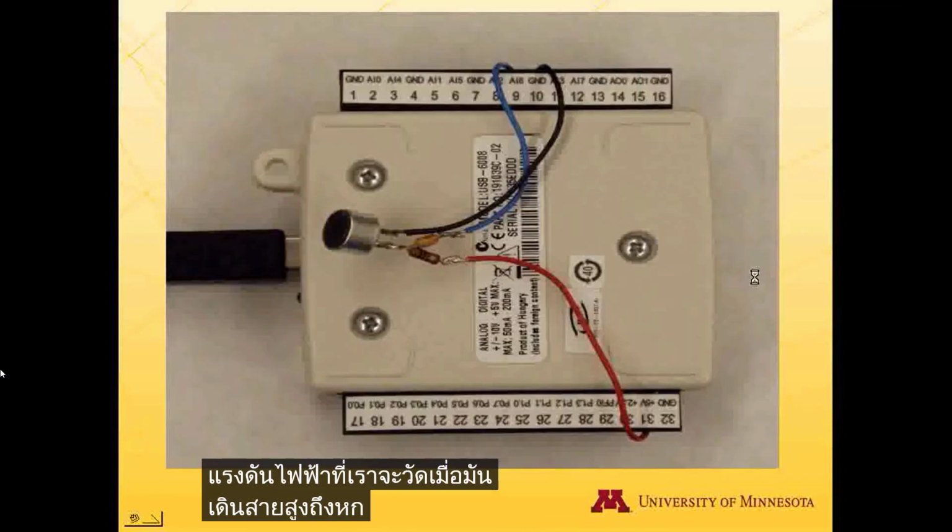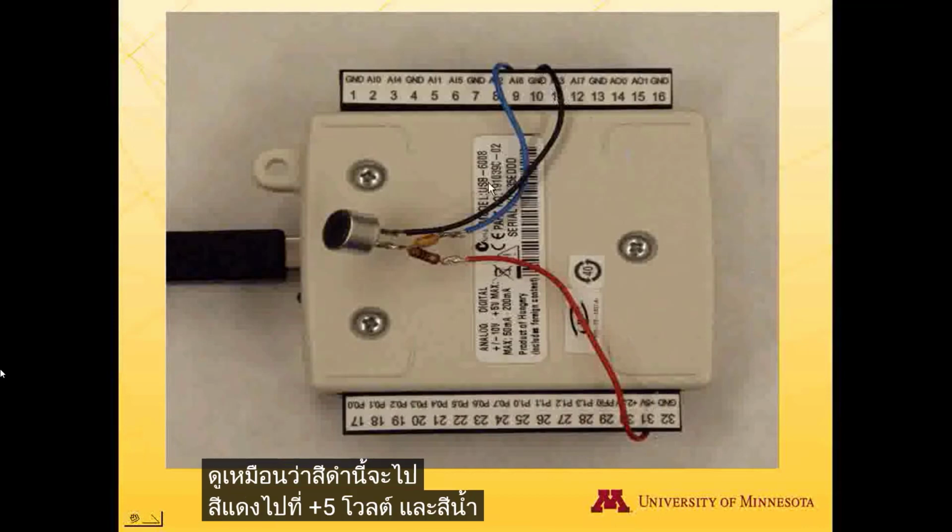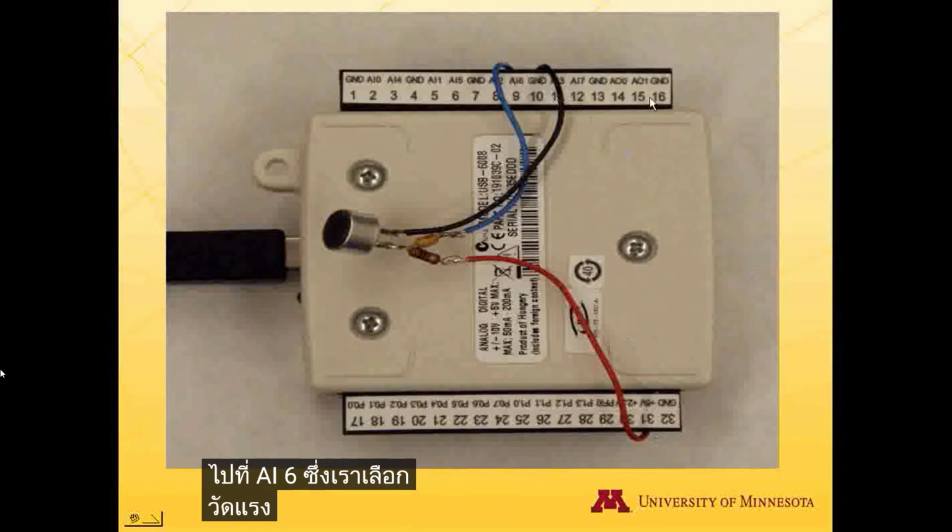When it's wired up to the 6008, it'll look like this. Black goes to ground, red goes to plus 5 volts, and blue is going to go to AI6, which we choose to measure the voltages.